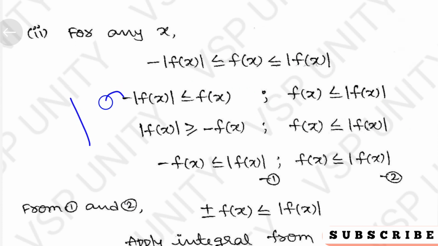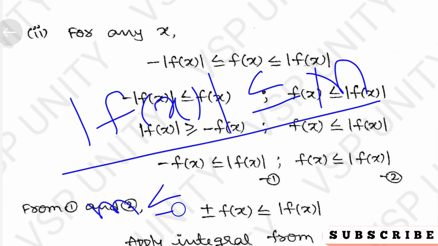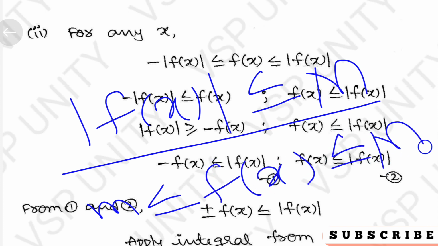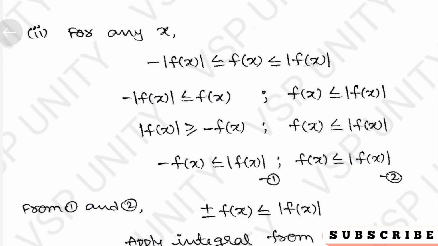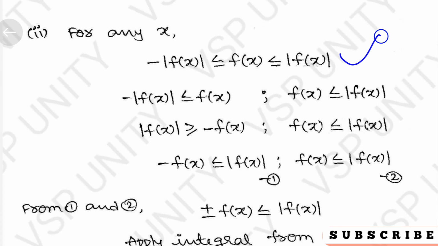So in general we will write mod f of x is less than or equal to capital M. This also can be written as small m is less than or equal to f of x is less than or equal to capital M, or m1, m2, k1, k2, whatever it may be, right? So according to that bounded definition, here just choosing minus mod f of x is less than or equal to f of x is less than or equal to mod f of x. Where did this come from? From the definition of bounded function.